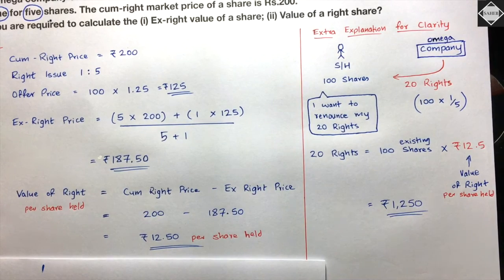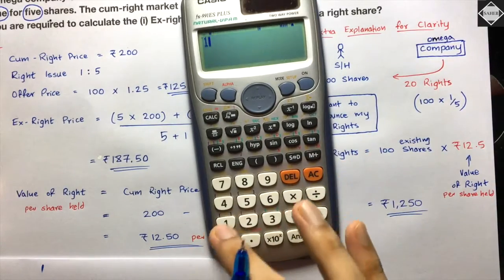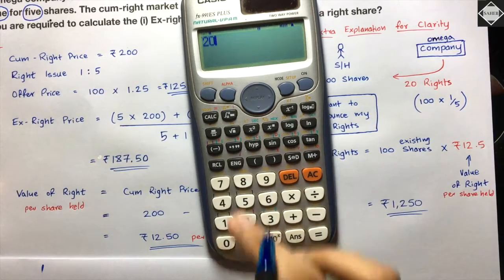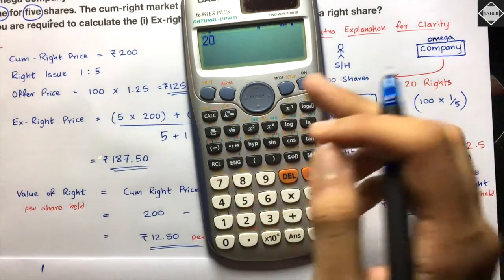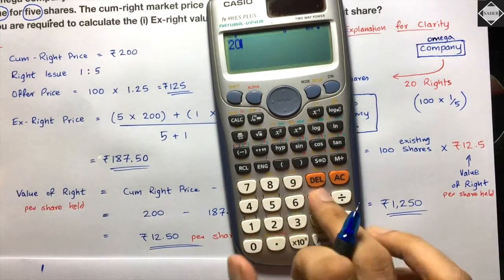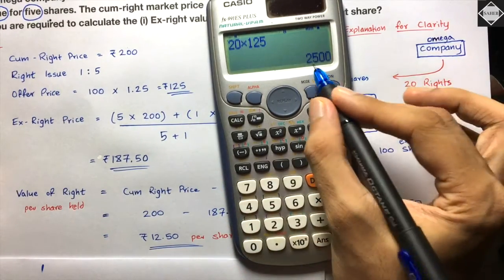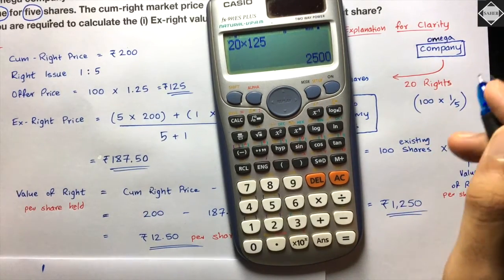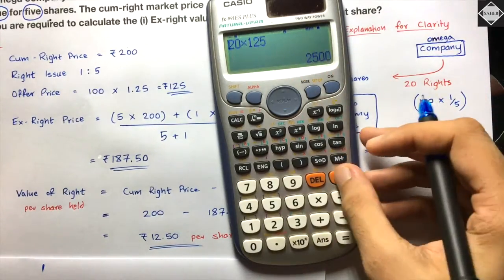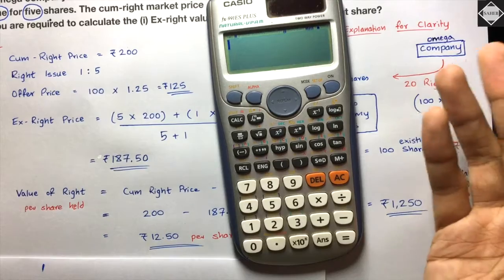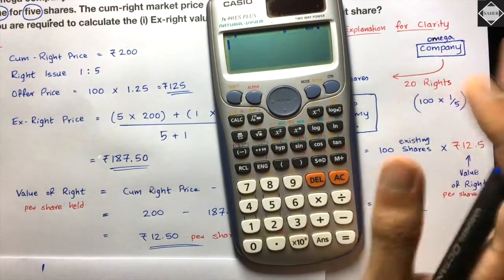Why can't it be more than this? Understand why. See, it's really simple. 100 shares are there, he got 20 rights. So he can subscribe 20 shares at how much? At 125. So 20 into 125, how much? 2,500 he has to pay if he subscribes. But if he sells this right, then he will get this much amount of money. But then that other person has to subscribe now. He will not get shares for free.